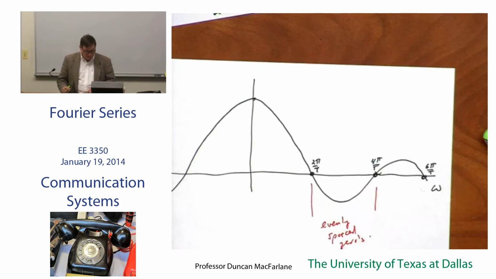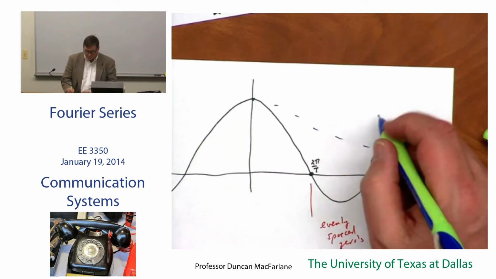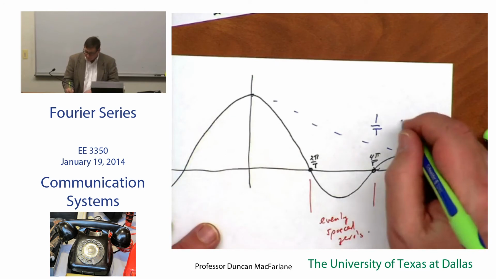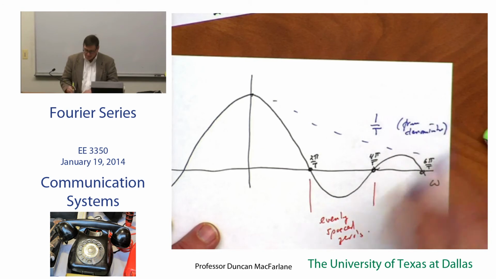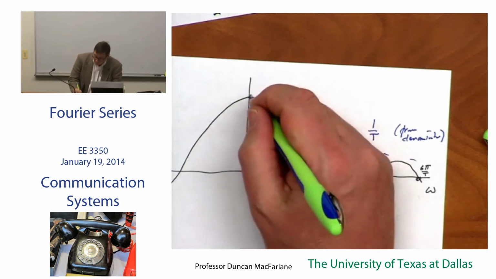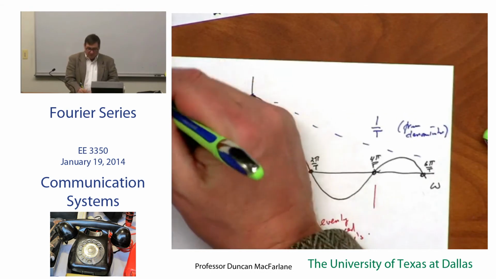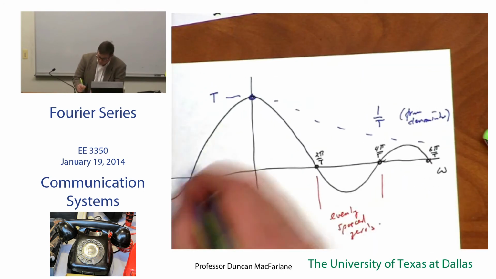The roll-off is 1 over t, and that comes from the denominator. This guy here is capital T, or where the sinc function goes to 1, and that comes from L'Hopital's rule.